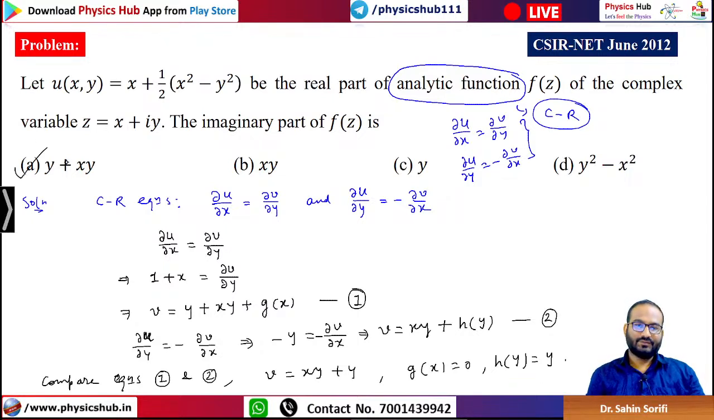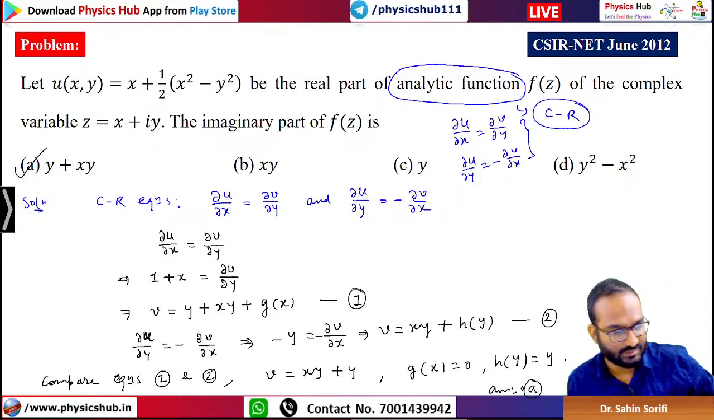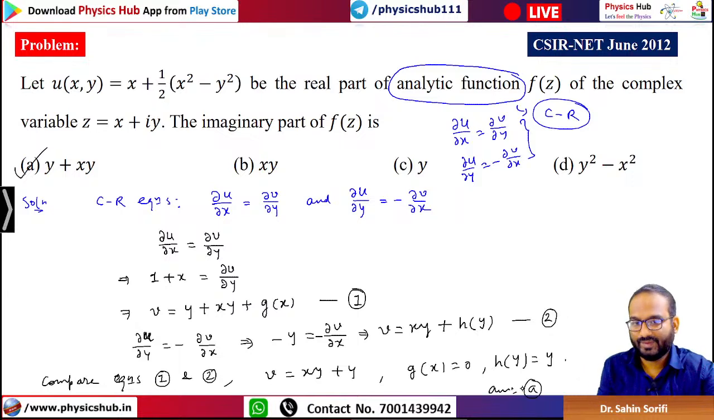So, the correct option is option A. Is it clear or not? If anyone has any doubt, you can let me know. We have just compared equation 1 and 2. Xy, there is no dispute about xy. Then in 1 we have g of x, but in 2 there is no g of x. So, under what condition is it possible? If in one place we are seeing g of x and in another place no g of x, it is possible when the value of g of x is 0.